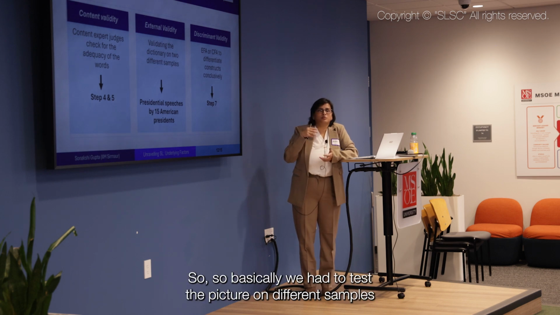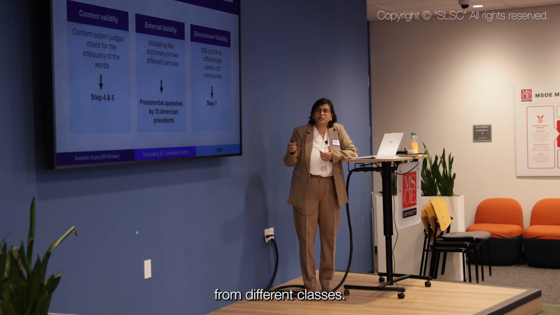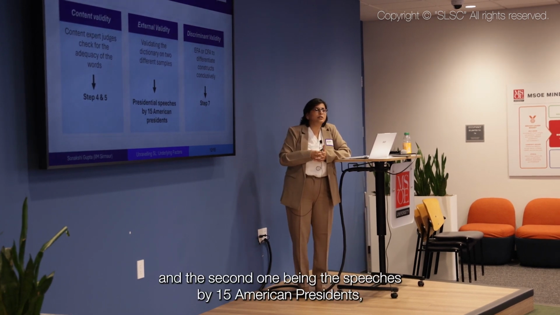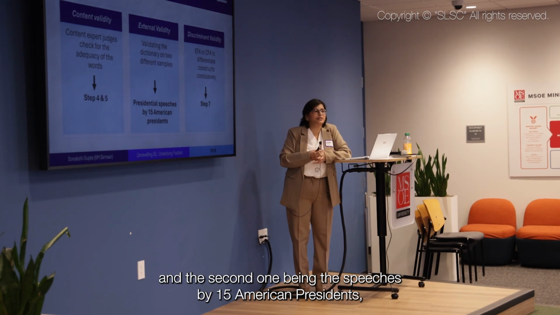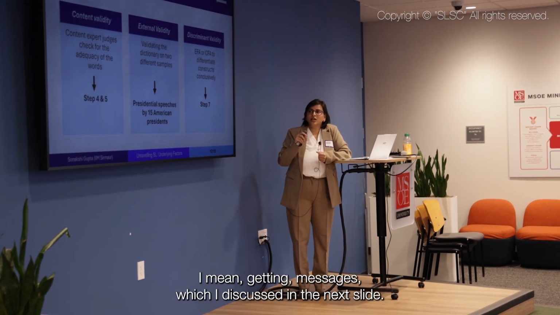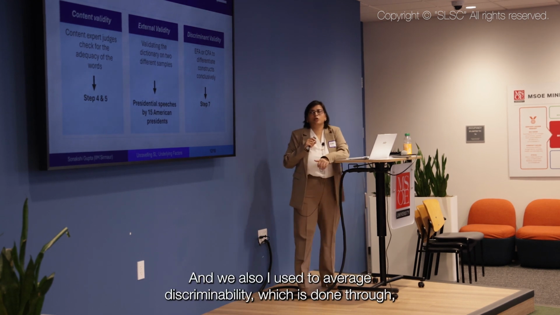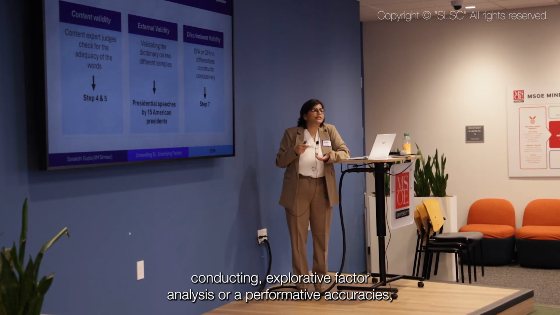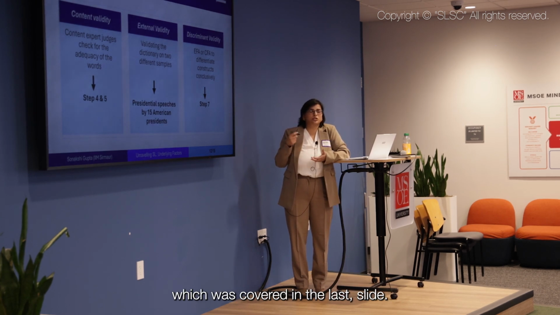The external validity was done through, basically, we had to test the dictionary on 2 different samples or 2 different corpuses. So the first corpus, obviously being the acceptance speeches of Nobel laureates, and the second one being the presidential speeches by 15 different American presidents, which I'll discuss in the next slide. And thirdly, we also established discriminant validity, which is done through conducting an exploratory factor analysis or a confirmatory factor analysis, which was covered in the last slide.